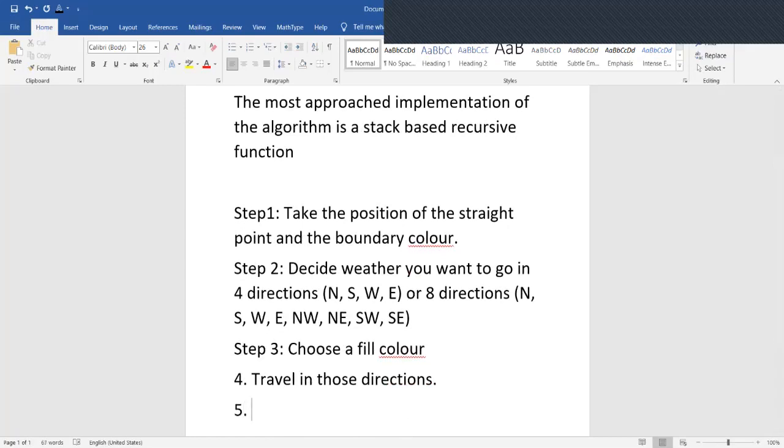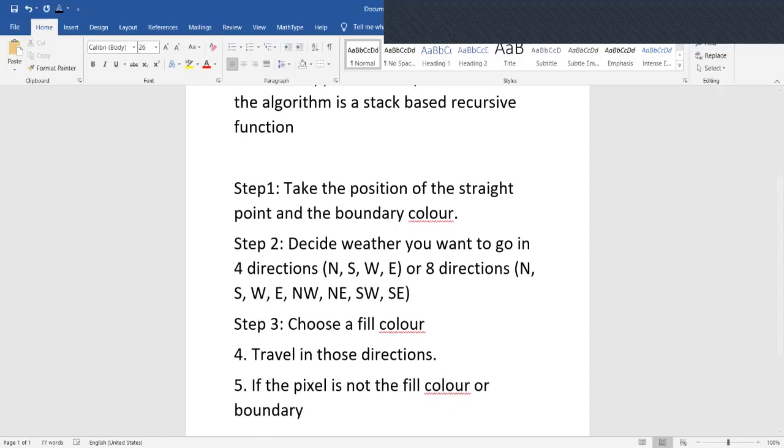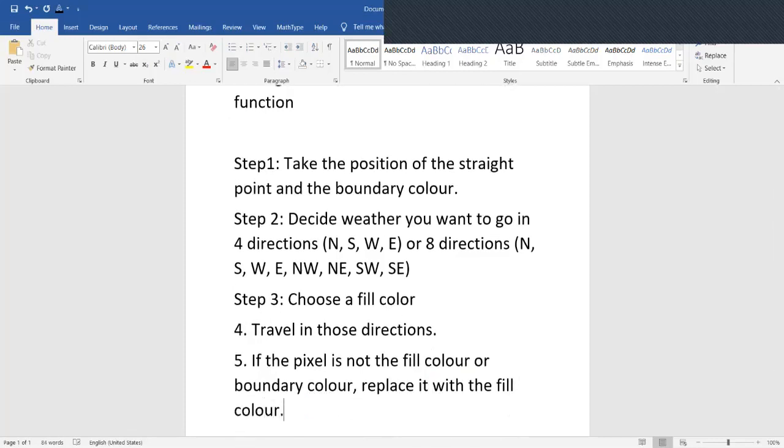And the 5th point is, if the pixel is not the fill color or boundary color, that means suppose it is different, it is not fill color or boundary color, then replace it with the fill color. We will replace it with the fill color.